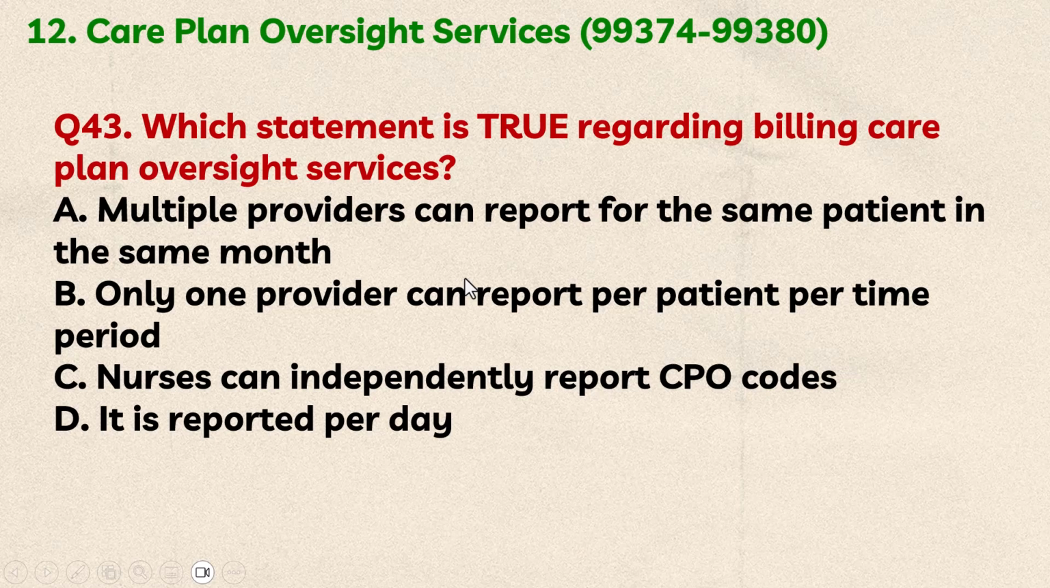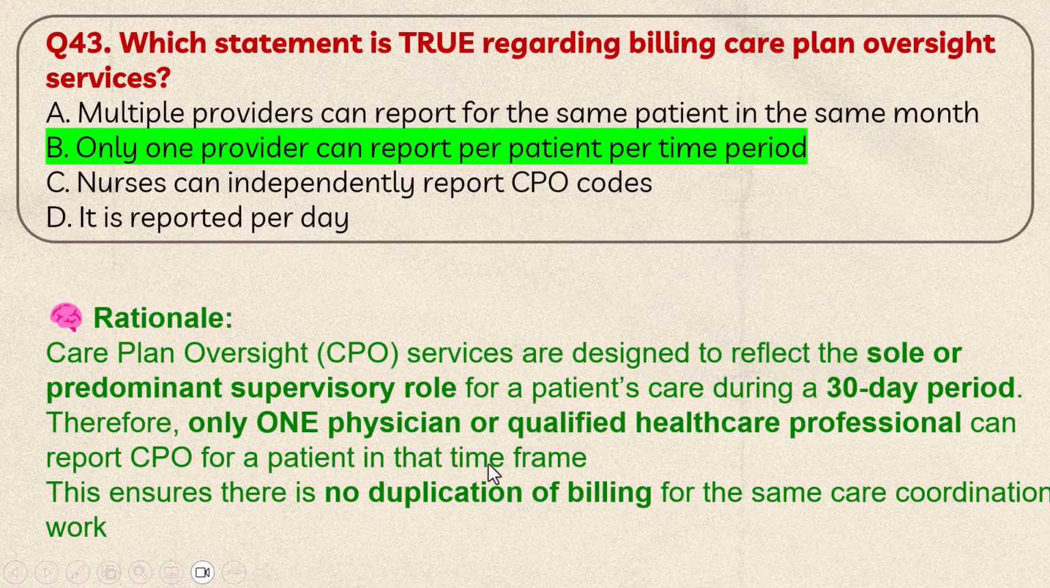Question number 43. Which statement is true regarding billing care plan oversight services? A. Multiple providers can report for the same patient in the same month. B. Only one provider can report per patient per time period. C. Nurses can independently report CPO codes. D. It is reported per day. Think the answer. The correct answer is B.